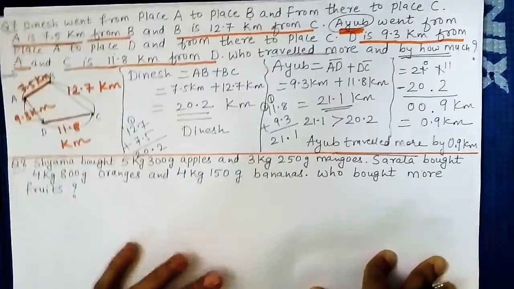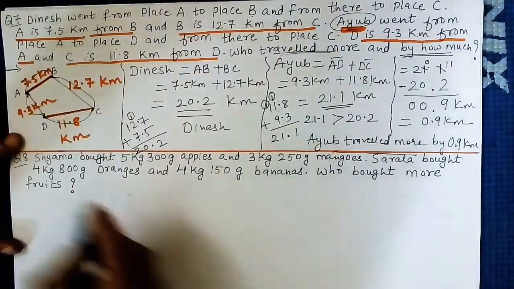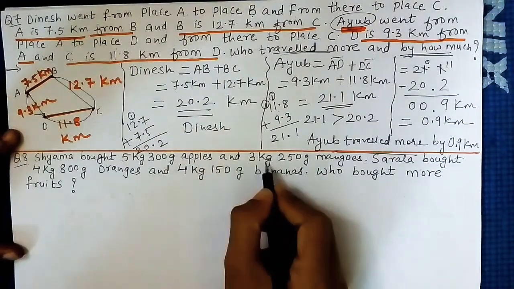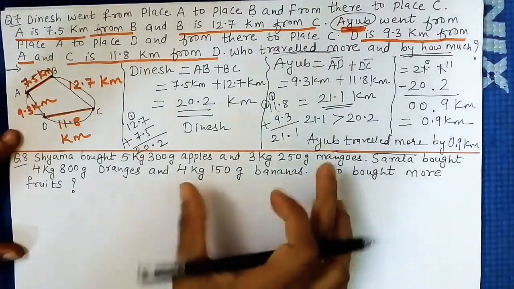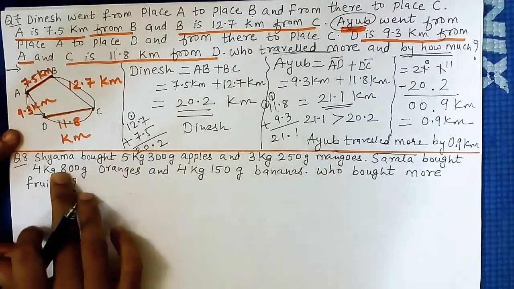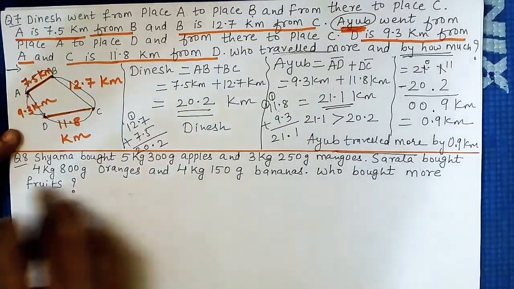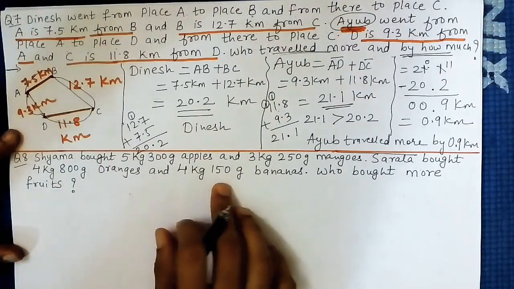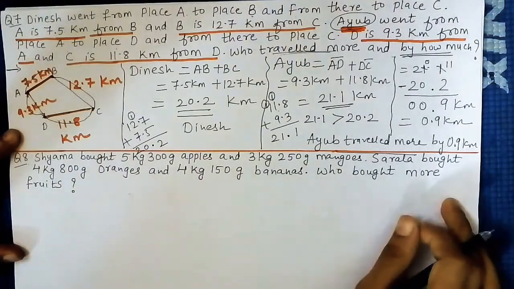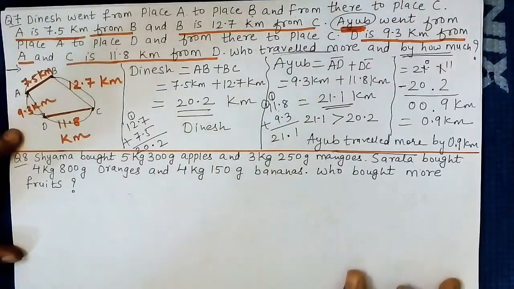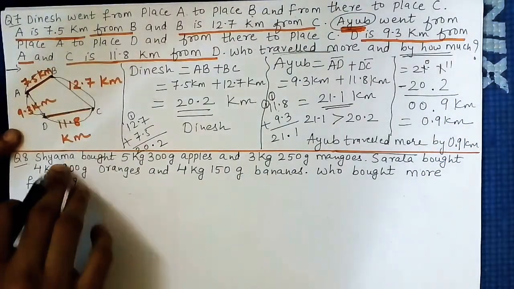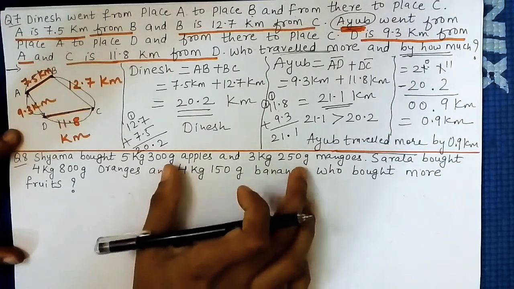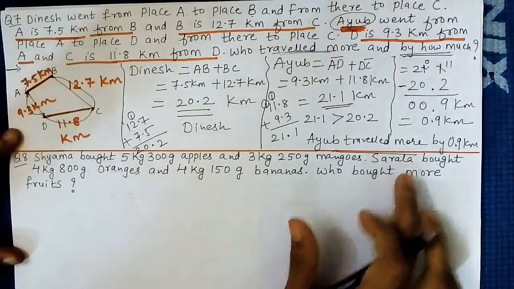Now let us see question number 8. Question number 8: Shyama bought 5 kg 300 gram apples and 3 kg 250 gram mangoes. So this much was bought by Shyama. Sarla bought 4 kg 800 gram oranges and 4 kg 150 gram bananas. Who bought more fruits? Again they are asking who bought more. So first of all we will find out the total fruits bought by Shyama, that we will add, then the total fruits bought by Sarla.